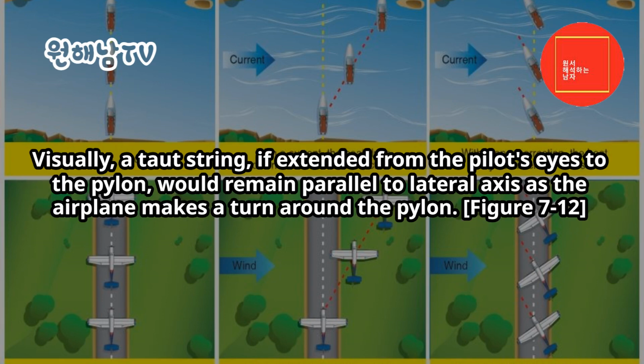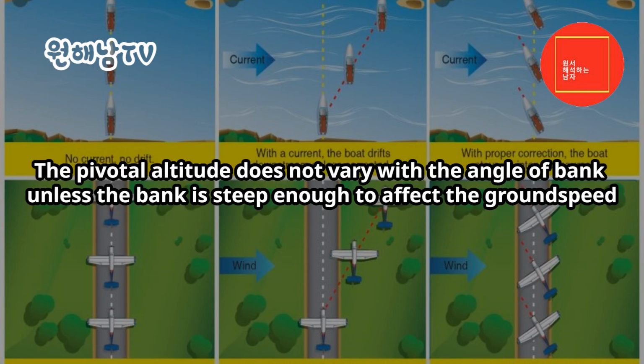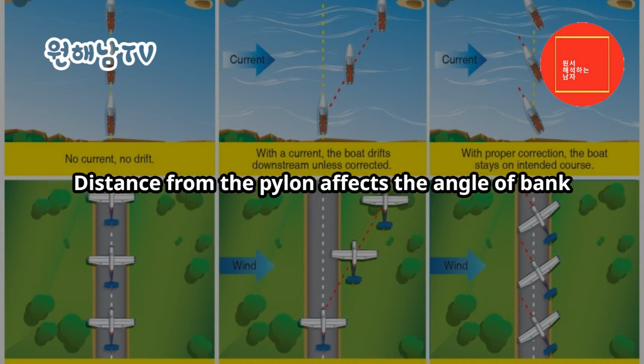Visually, a taut string, if extended from the pilot's eyes to the pylon, would remain parallel to the lateral axis as the airplane makes a turn around the pylon. Figure 7-12. The pivotal altitude does not vary with the angle of bank unless the bank is steep enough to affect the ground speed. Distance from the pylon affects the angle of bank.